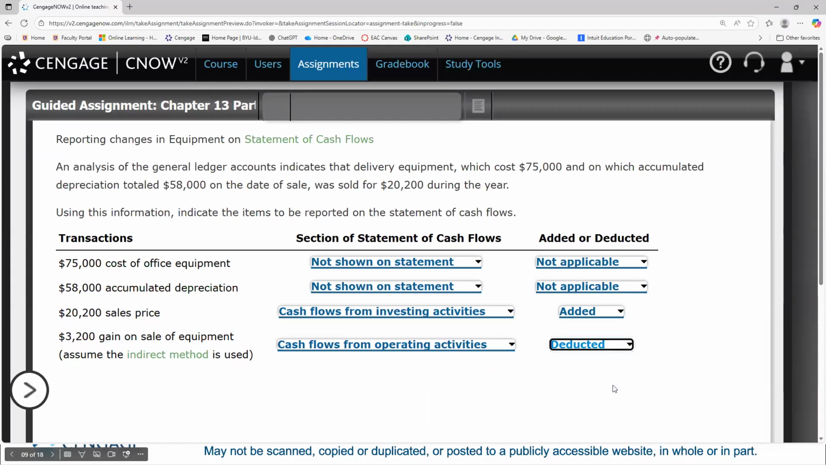And the reason is because we're showing the full $20,200 we received for the asset. If we also put the gain, which is the difference between what we received and the book value of the asset, we'd be double counting that gain. We'd be showing that gain in the operating income section because we start with net income, and that gain would be part of our net income. So instead, we have to take it off of the operating section because we're going to put the full cash sales price down in the investing activities section.